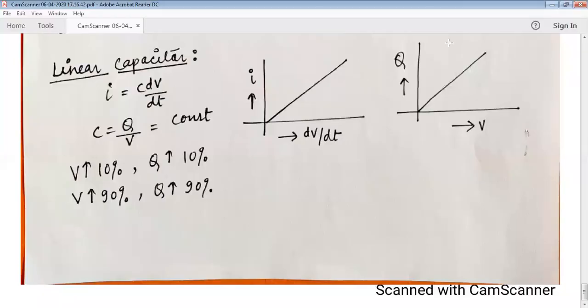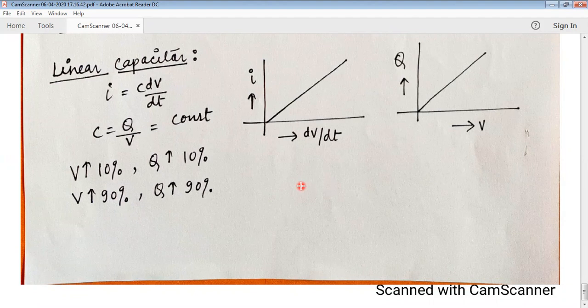And next is your non-linear capacitor. For a non-linear capacitor, when the capacitance of the capacitor depends on the voltage magnitude, then that capacitor is called a non-linear capacitor. An example of a non-linear capacitor is the varactor diode. Varactor means variable. So the varactor diode is a non-linear capacitor.